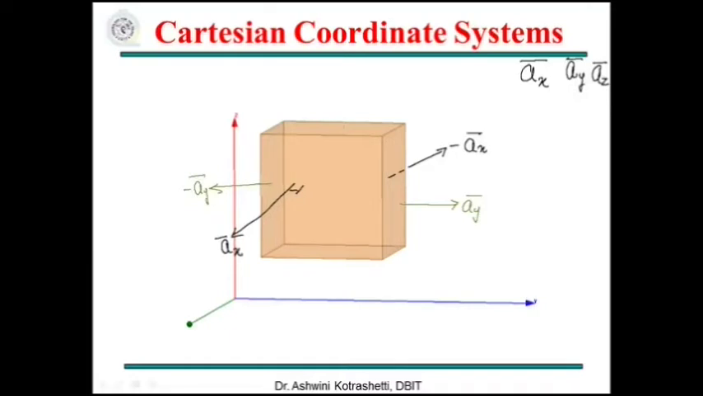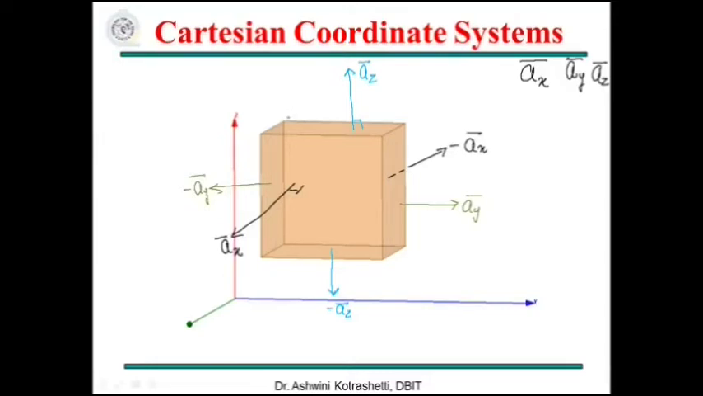So now coming to the top face. The top face unit vector will be moving upward. It makes an angle of 90 degrees with the top face, and because it is along the positive z direction, it is az bar. Likewise, I will have a unit vector in the negative z direction from the bottom face. So this is about unit vectors.